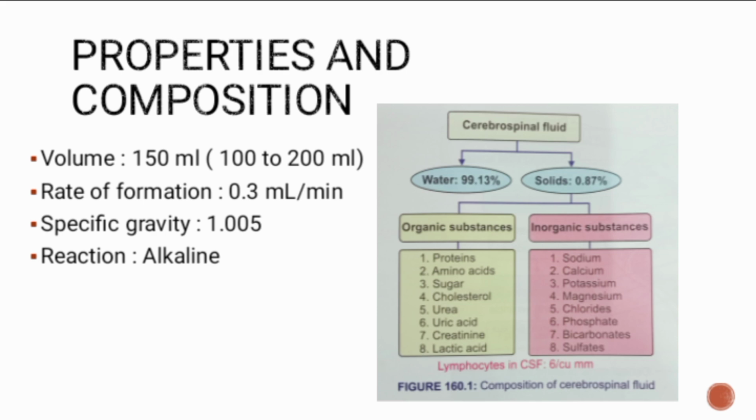Then, the composition of cerebrospinal fluid. Cerebrospinal fluid contains 99.13% water and the remaining 0.87% solids. In these solids, both organic and inorganic substances are included. Organic substances contain proteins, amino acids, sugar, cholesterol, urea, uric acid, creatine, lactic acid, and inorganic substances such as sodium, calcium, potassium, magnesium, chlorides, phosphate, bicarbonates, and sulfates are included.